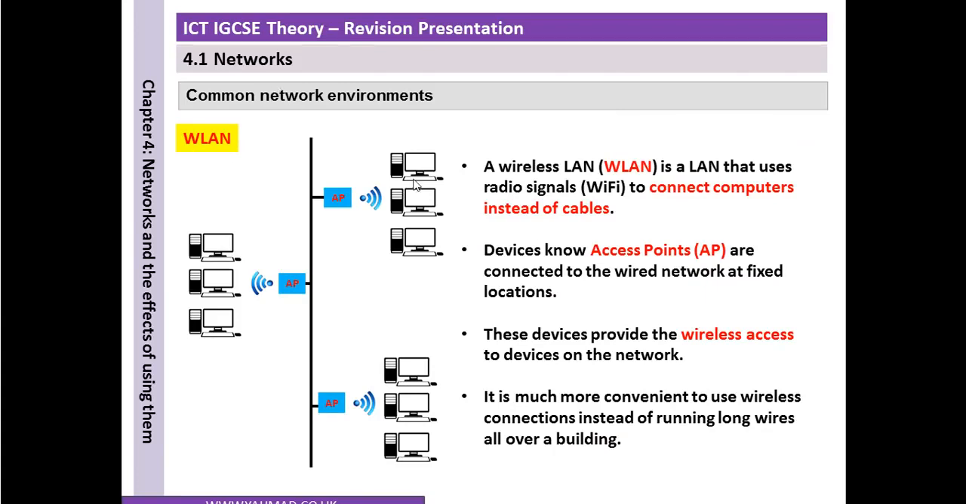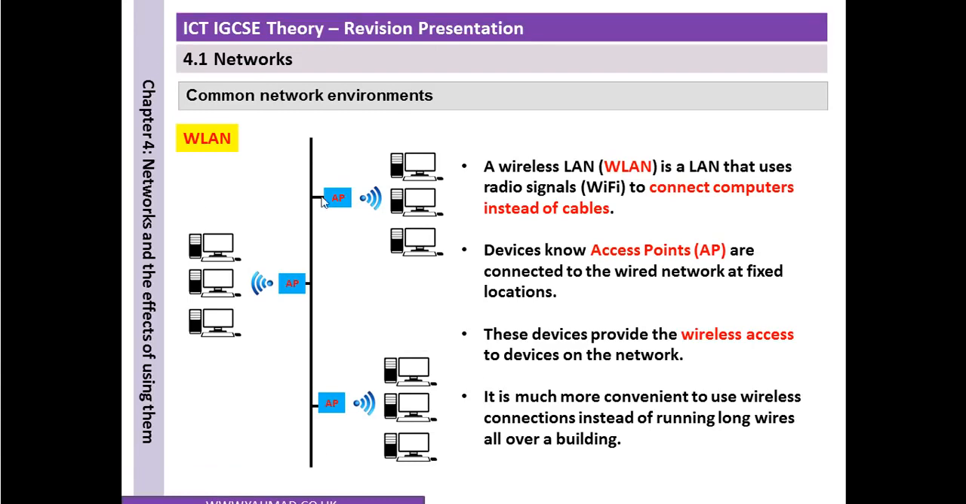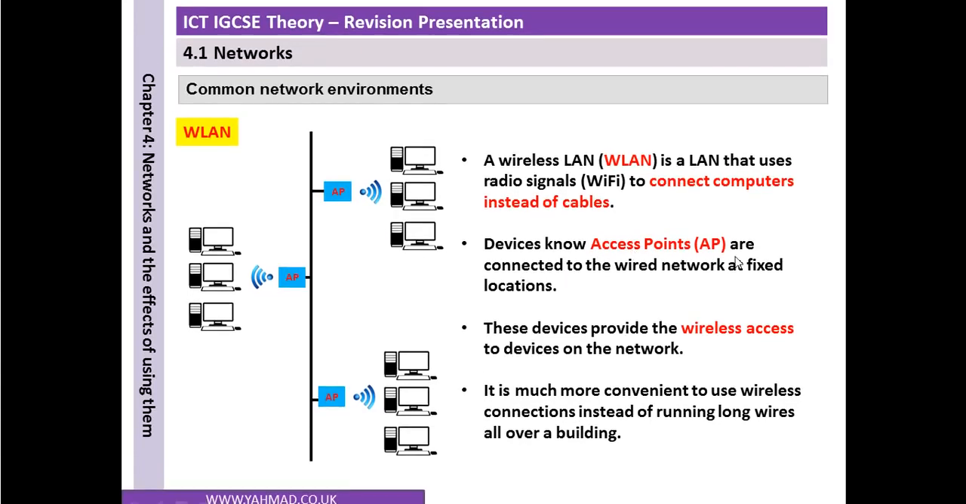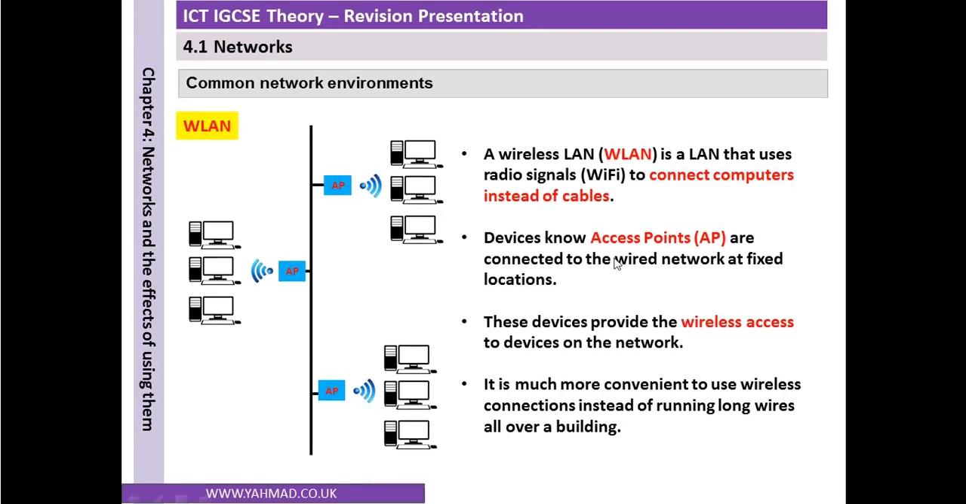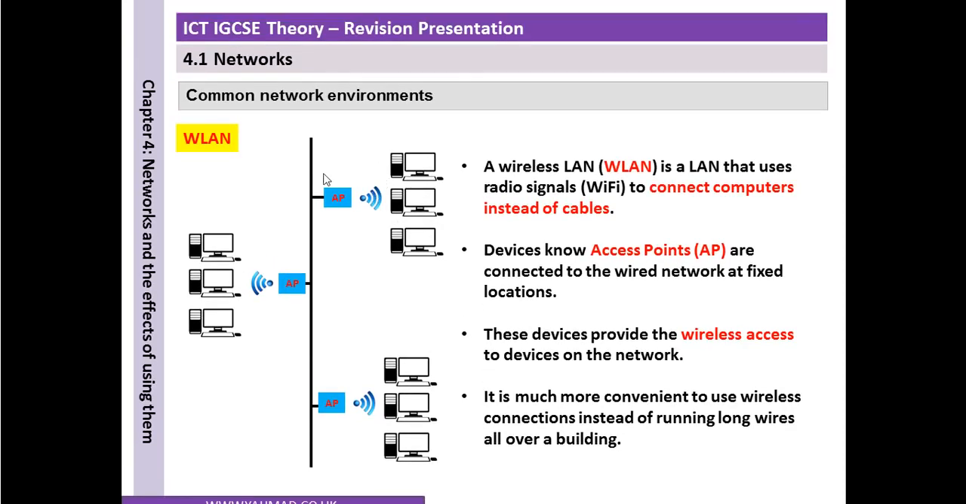Now, the wireless local area network is a LAN that uses radio signals, Wi-Fi, to connect computers instead of cables. So as you can see, you may have physical connections and also access points which basically allow wireless connections to the network.